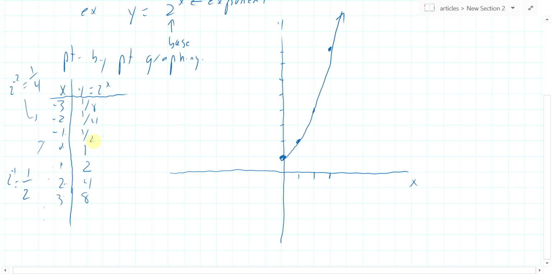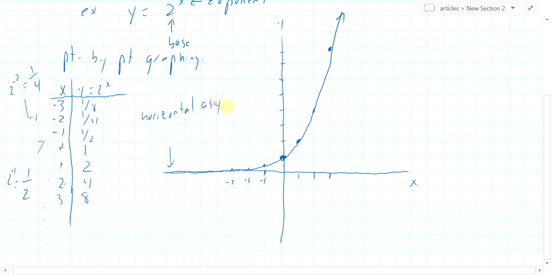To the left side, though, every time I go over 1 unit, I cut the height in half. So at minus 1, that's over here, I'm at a half. And at minus 2, I'm at half of this height, so in there. And at minus 3, I'm at half of that, at 1/8. And so that comes down here. So this is what's called a horizontal asymptote, out here to the left.